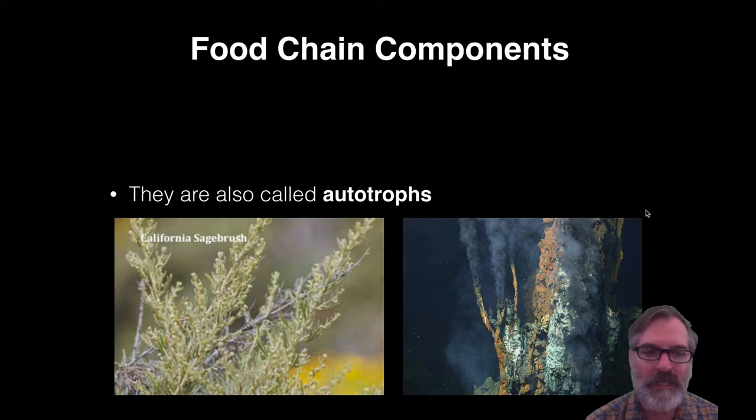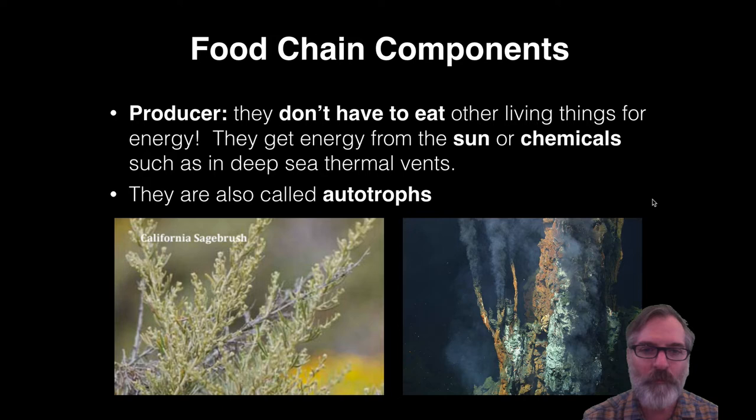Producers are also called autotrophs. And so this right here would be through photosynthesis. This is a hydrothermal vent, and that would be chemosynthesis. Producers do not have to eat other living things because they can make their own food, their own energy, their own energy storage molecules.